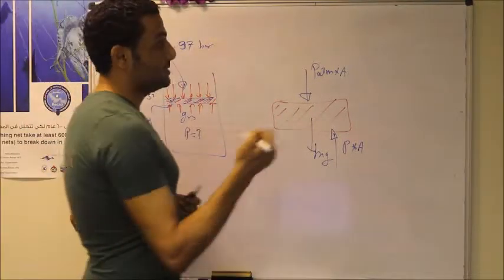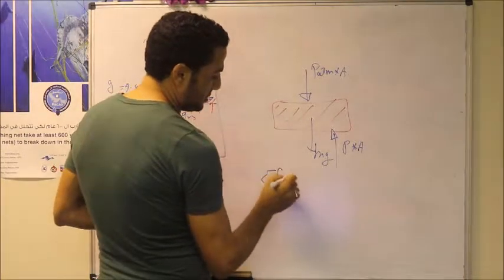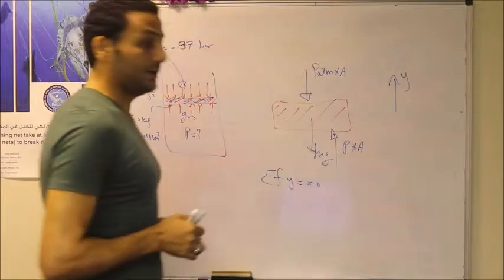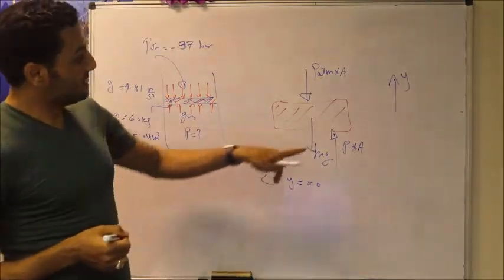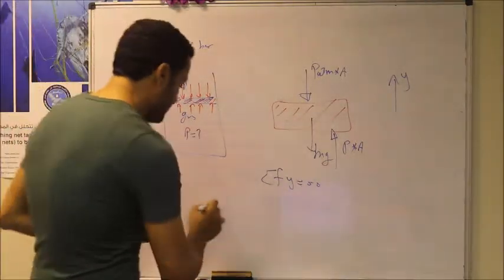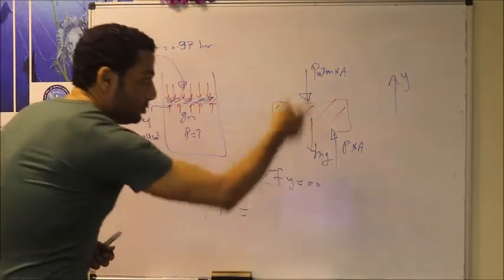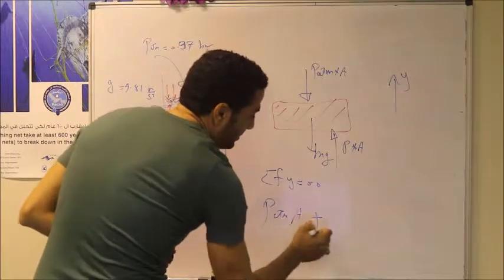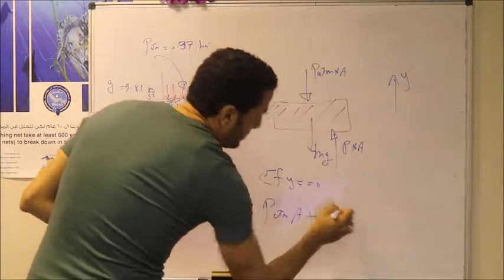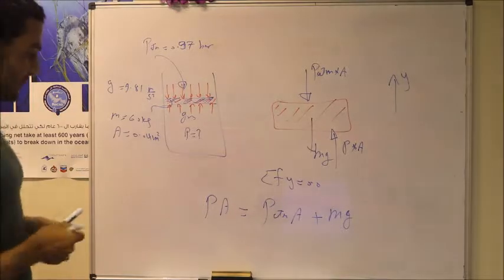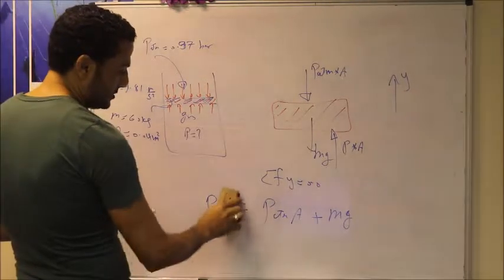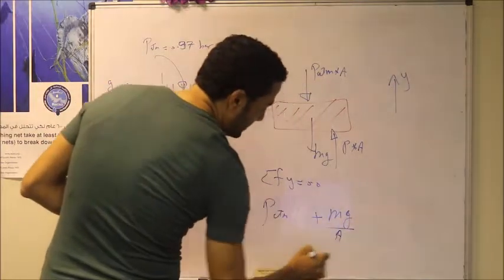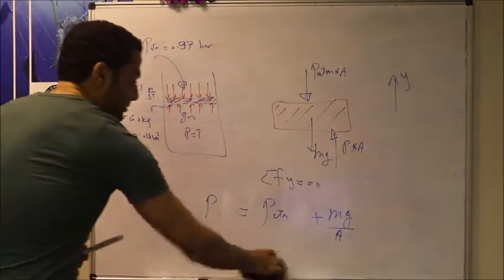And as this piston is at rest, the summation of the forces in the y direction is equal to 0. So in this case the pressure force, P multiplied by area, should be in balance with the atmospheric pressure force, P atmospheric multiplied by area, plus the weight of the piston, mass multiplied by gravitational acceleration. We can just divide by area, so the area cancels, and then we have mg divided by the cross-sectional area. We need to calculate this pressure.